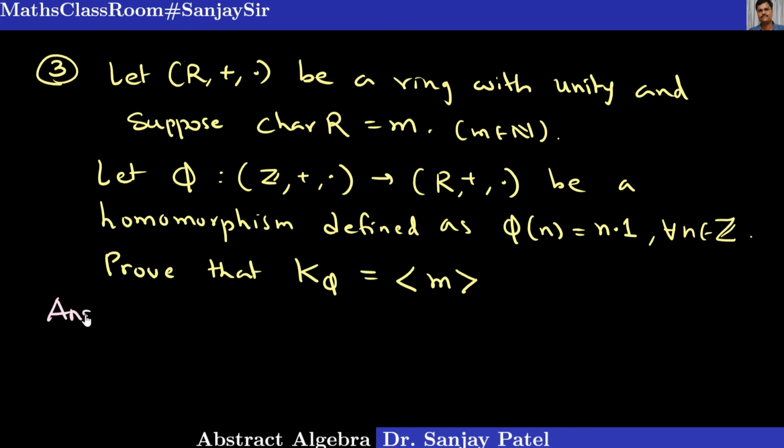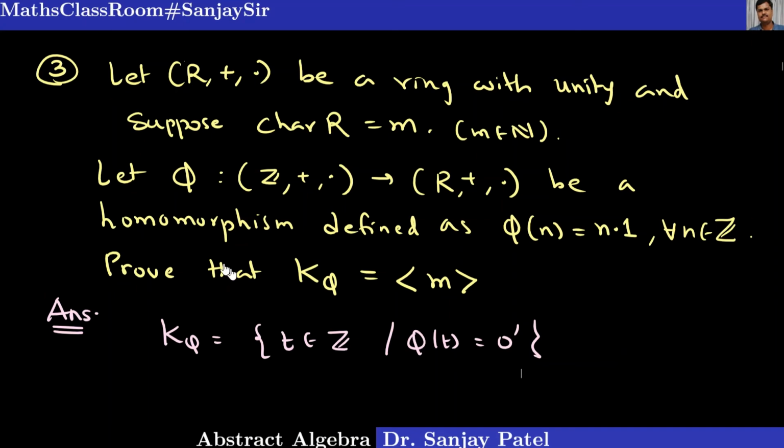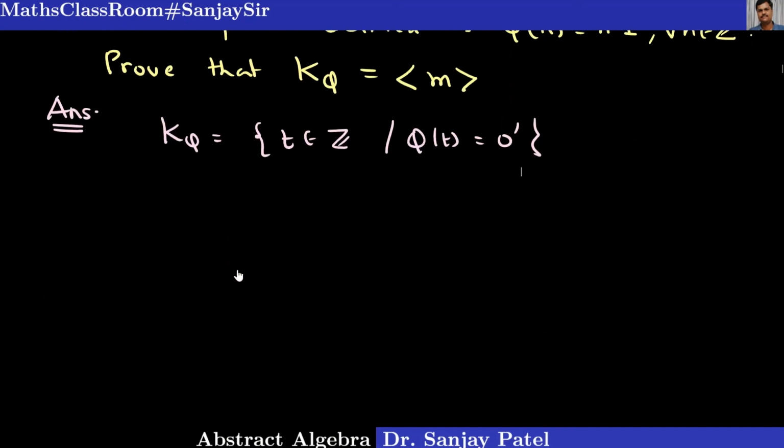So here we have to show that these two sets are equal. You know what is the kernel of phi? The kernel of phi is the set of all those numbers in the domain. So I can take the set of all t belongs to Z such that phi of t is equal to the 0 element of the codomain. Okay. So this is our definition. And we want to prove that these two sets are equal: K phi is equal to the ideal generated by m.